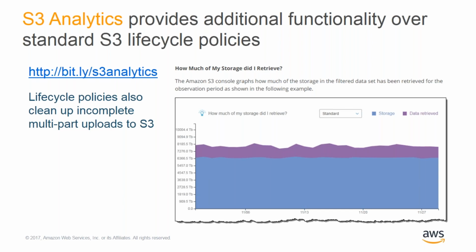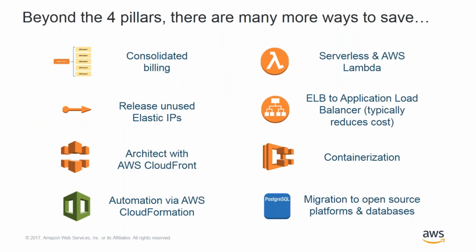detects that it is. I won't go into a lot of detail here, but beyond these 4 pillars, there are many, many more ways to save. They range from consolidating the billing accounts into a single account to take care of volume discounts, releasing unused resources like elastic IPs, serverless, switching to application load balancers. Many larger organizations are going down the path of containerization.